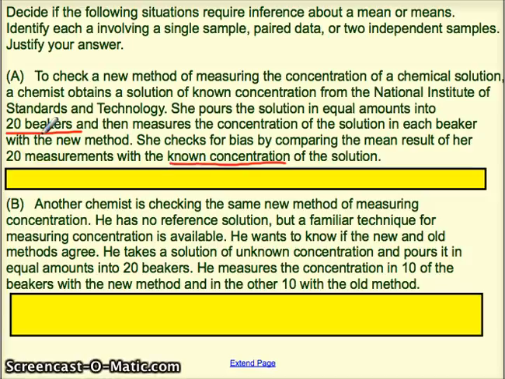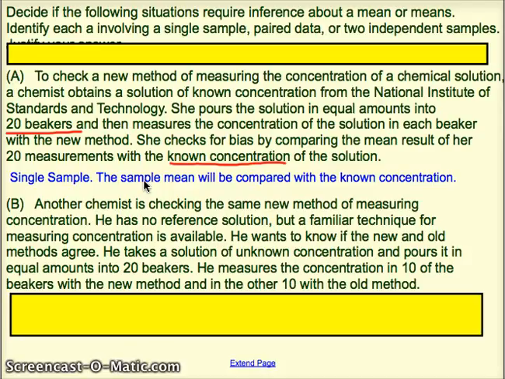And hopefully you see that we took one sample of 20 readings. There's no pairing going on of any kind. So because one sample was taken, this is a single sample, and the sample mean is compared with that known concentration. So our test here would be a one sample, probably t-test for means.